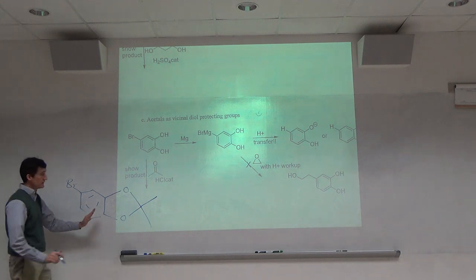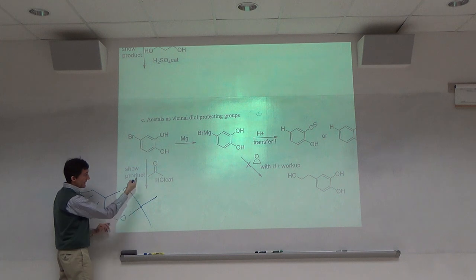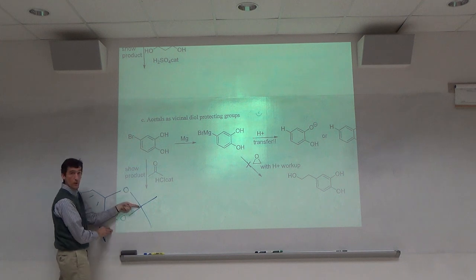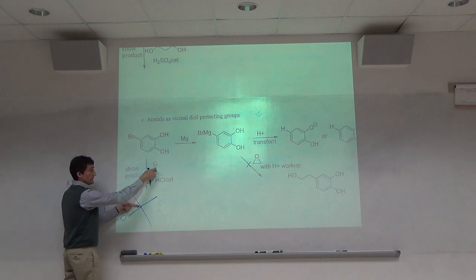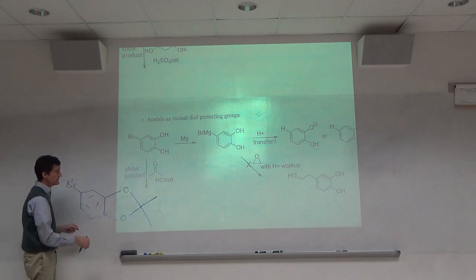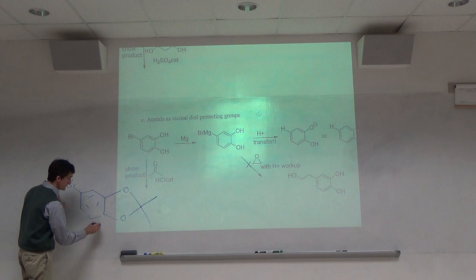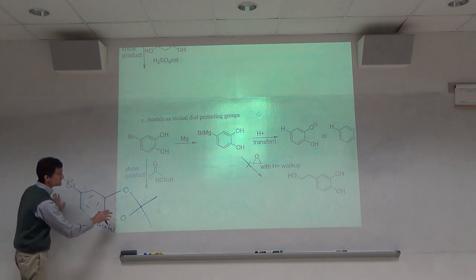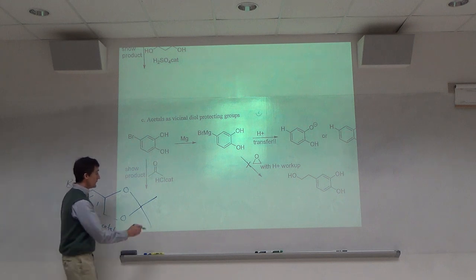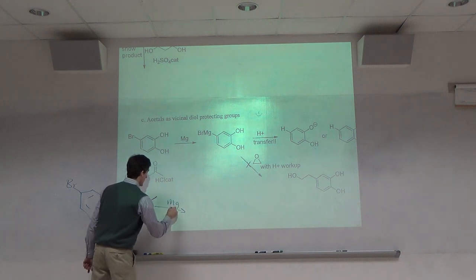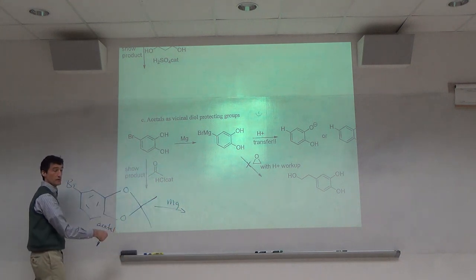There's your acetal. If we go backwards, that carbon would become what? Carbonyl. It would become acetone. And we would liberate the two OHs. But here's your acetal. Now we can make a Grignard because we don't have the acidic OHs.